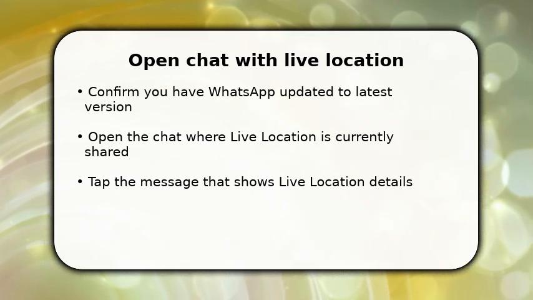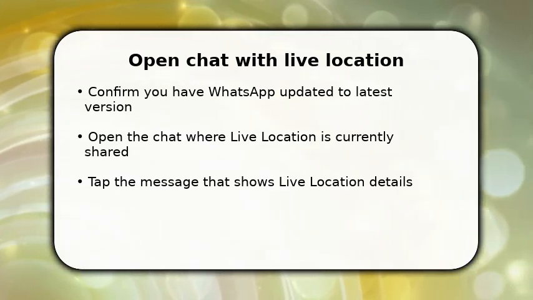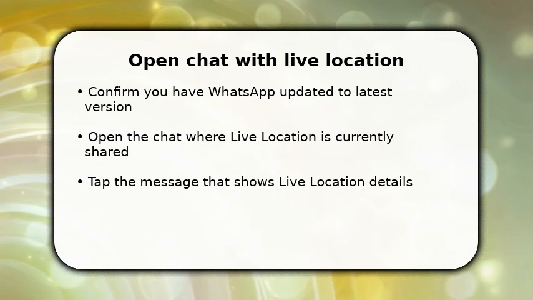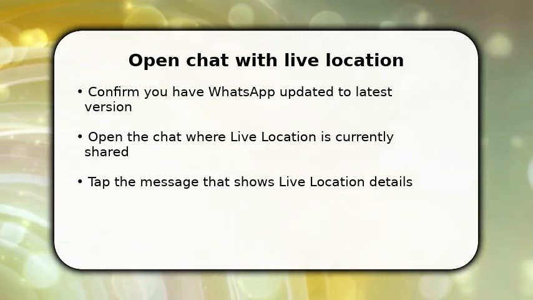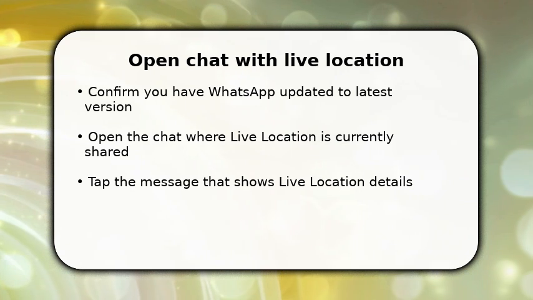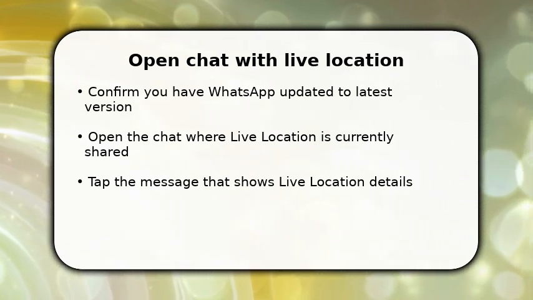Enjoy the video. You start by opening the exact chat where the live location is active. This is critical because stopping location sharing happens in chat. Once in the conversation, locate the live location message card and tap it to reveal options.